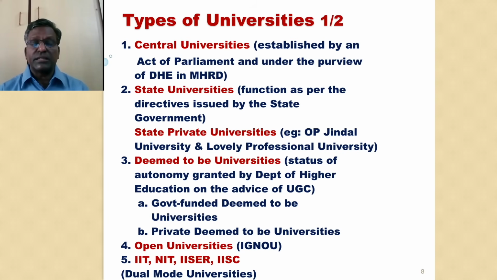And the fifth category is premier institutions, particularly focusing on science. We have IITs, we have NITs, we have IISERs, and we also have the Indian Institute of Science. So these are the five major types of universities. We have central universities, we have state universities, we have deemed to be universities, we have open universities, and we also have the central institutions.